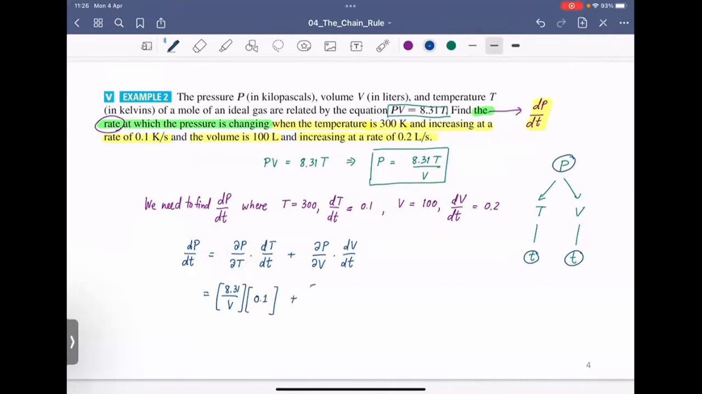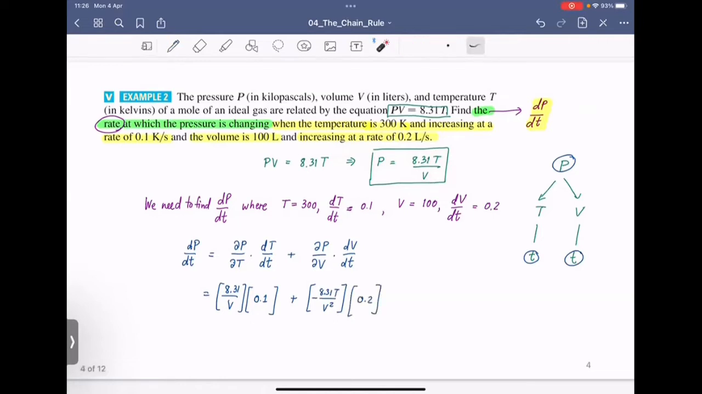And then plus ∂P/∂V. Oh, this is a little bit harder. Well, you need P here, differentiate with respect to V. So 8.31 T here is constant, so you can pull it out. And then differentiate 1 over V. So you get negative 1 over V squared. So basically you're going to get here negative 8.31 times T over V squared. Okay, and then dV/dt at the end. So this is given to be 0.2.